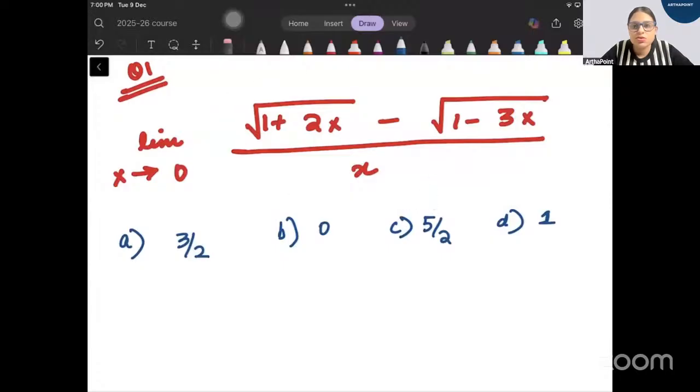Okay, how about others? अच्छा, I have to give you one more question, ठीक है? Based on squeeze theorem, वो भी एक बारी करेंगे.